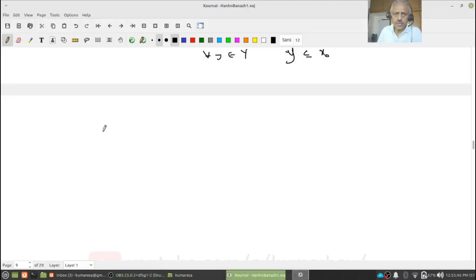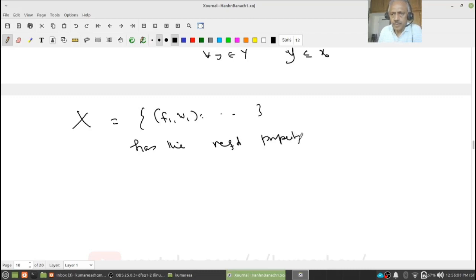So now we want to prove that our partially ordered set, which consists of all elements of the form (F1, W1) with the given property, has the required property to apply Zorn's lemma.